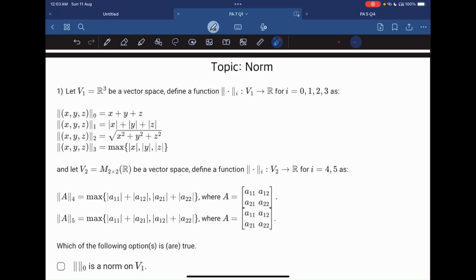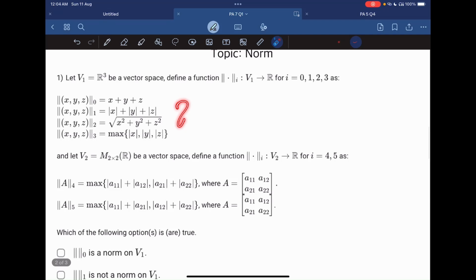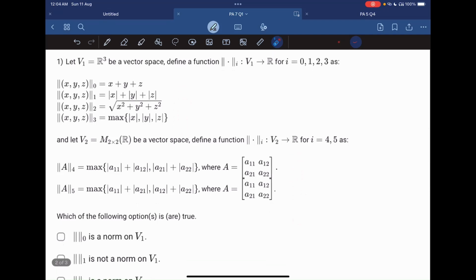And V2 is a vector space for matrix 2 cross 2. And we are defining a function from V2 to R as follows. Now which of the following options are true? So options are asking us to check which of these six functions satisfy the norm criteria.